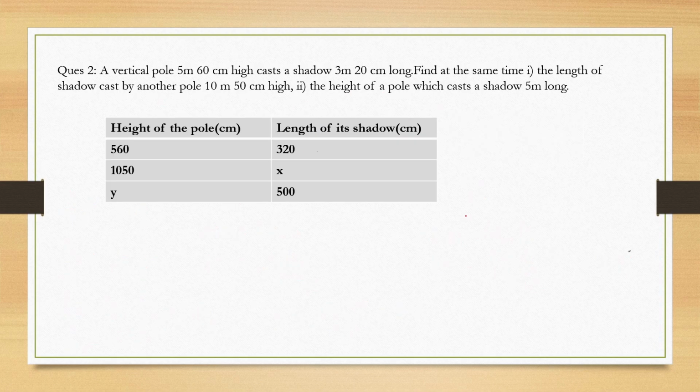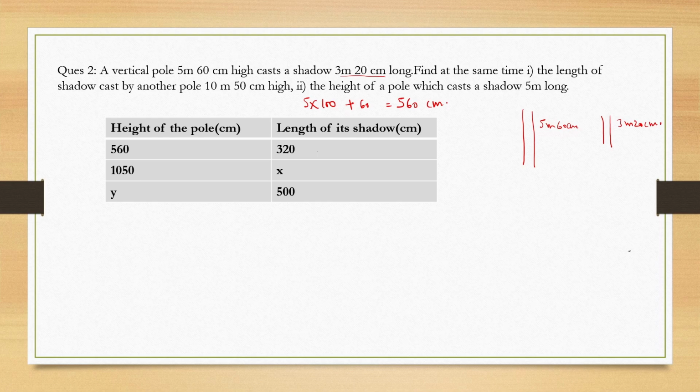Okay, now we'll see one more example. A vertical pole 5 meters 60 centimeter high casts a shadow 3 meter 20 centimeter long. Suppose I have this vertical pole and the height is 5 meters 60 centimeter, and the shadow is 3 meter 20 centimeter long. Now I will convert this into centimeter. 5 into 100 plus 60 equal to 560 centimeter.